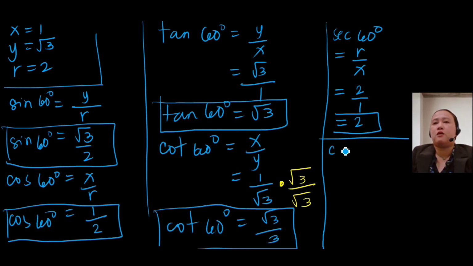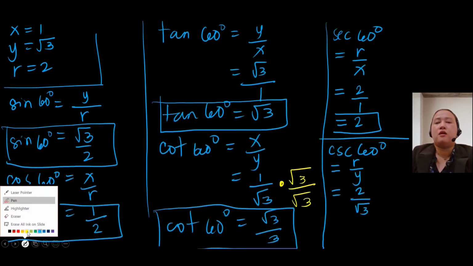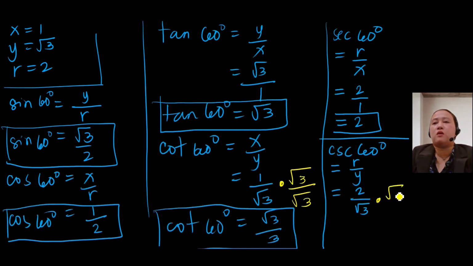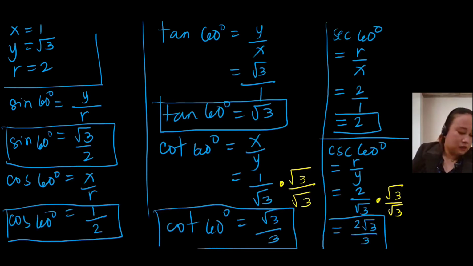And then lastly, the cosecant of 60 degrees. Cosecant is r over y. R is 2, y is square root of 3. Again, since we have a radical sign in the denominator, we have to rationalize this. And the answer would be 2 square root of 3 over 3. Okay, so that's it. I will go back to the PowerPoint.